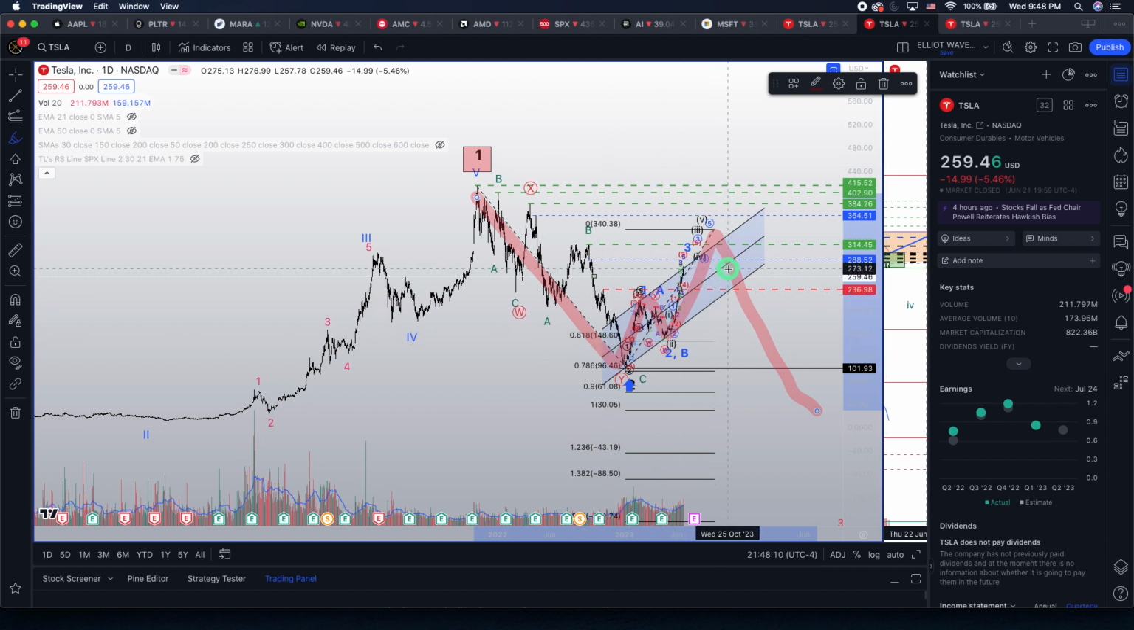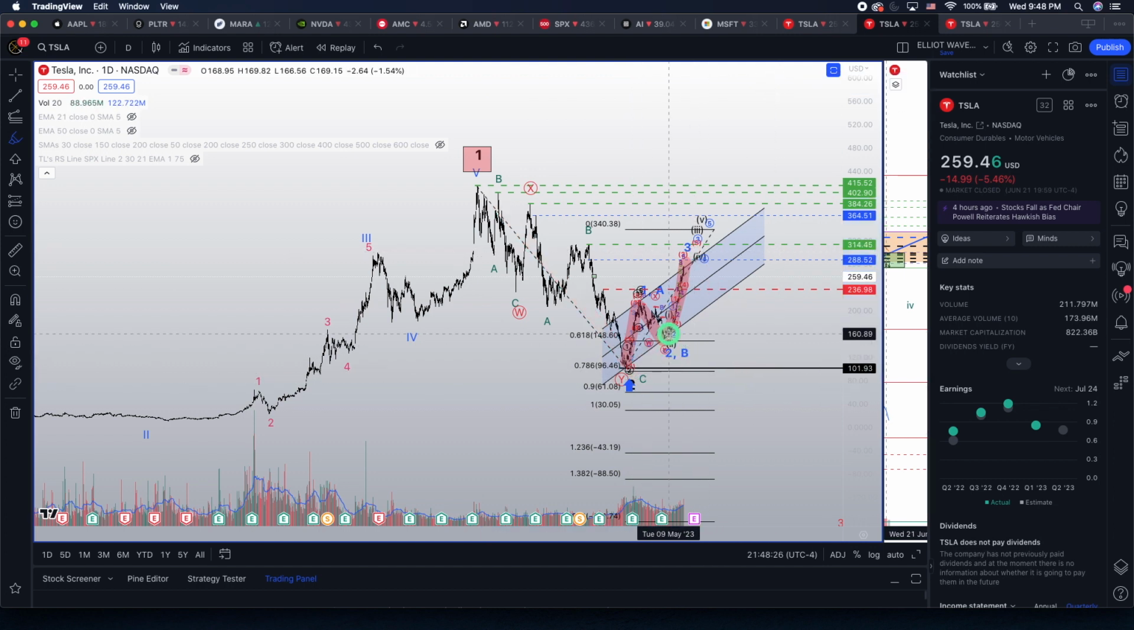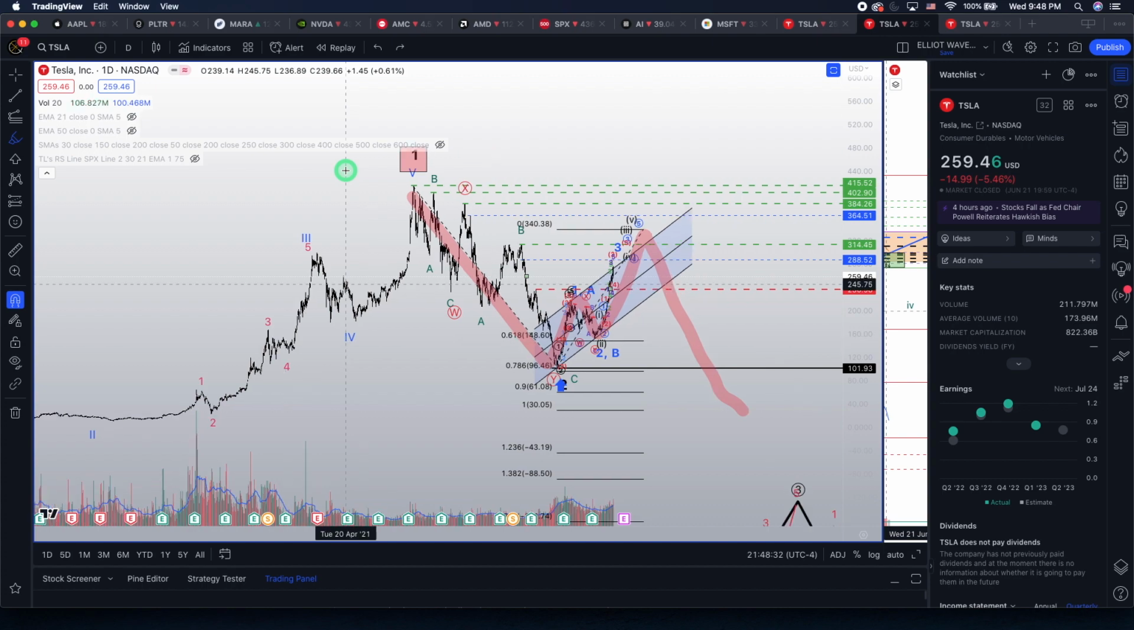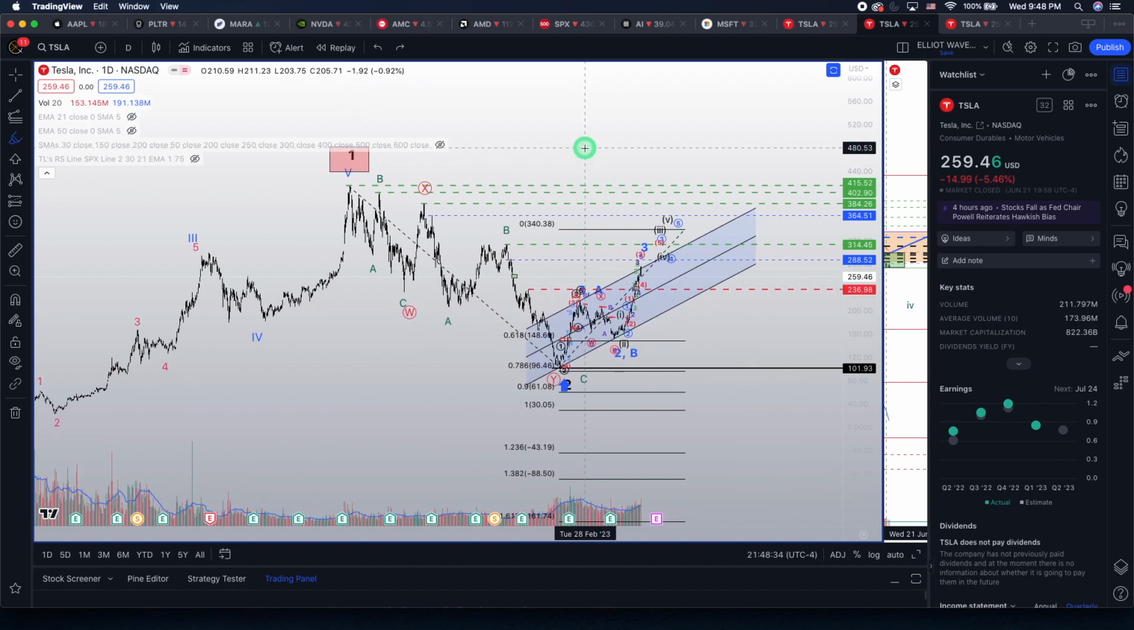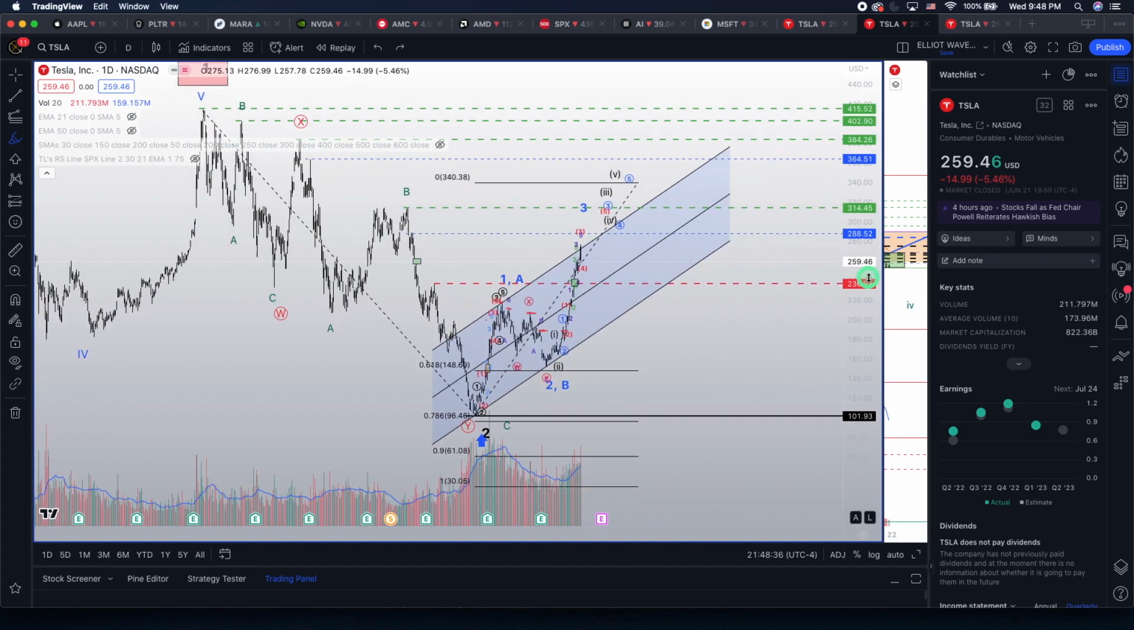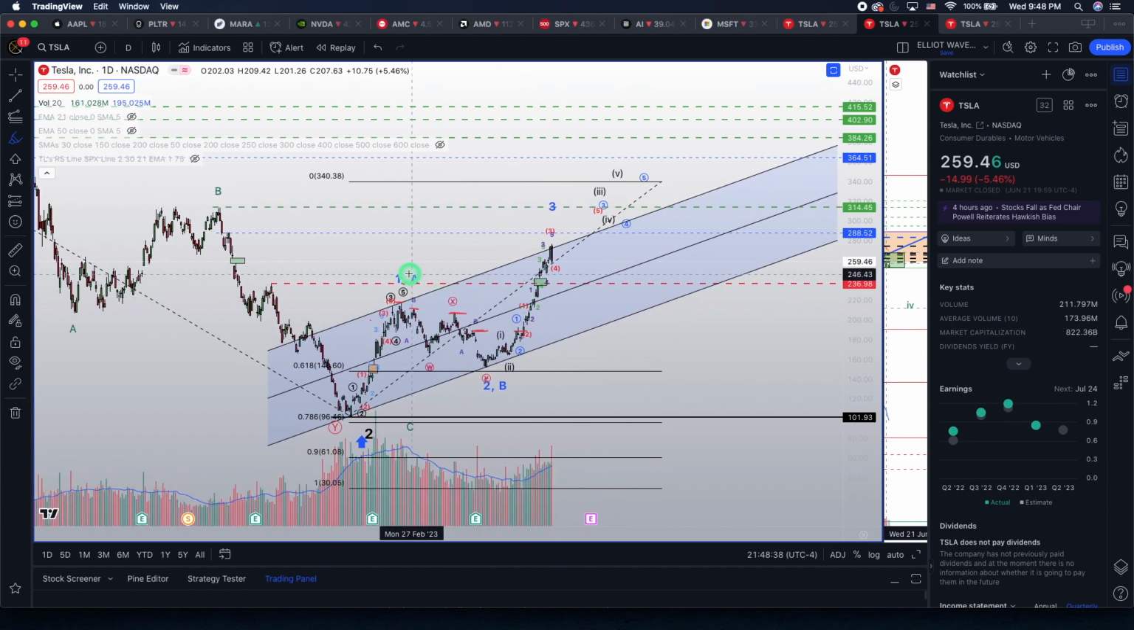So that's another reason why I don't think that what we are seeing over here is an ABC, right? With an A, and then this being a B, and then a C to the downside. Also, just how impulsive this is, like I've said in previous videos, this looks like it is a third wave move playing out. All right, so that's a little bit of recap on the larger picture.